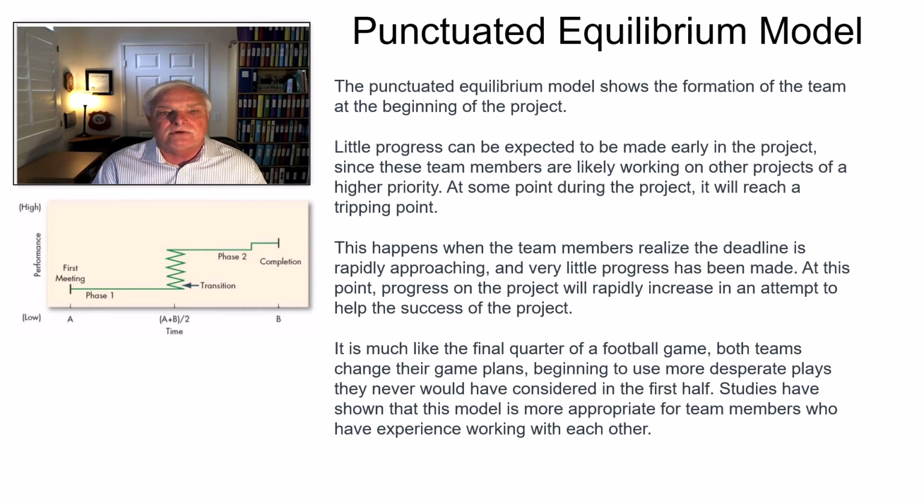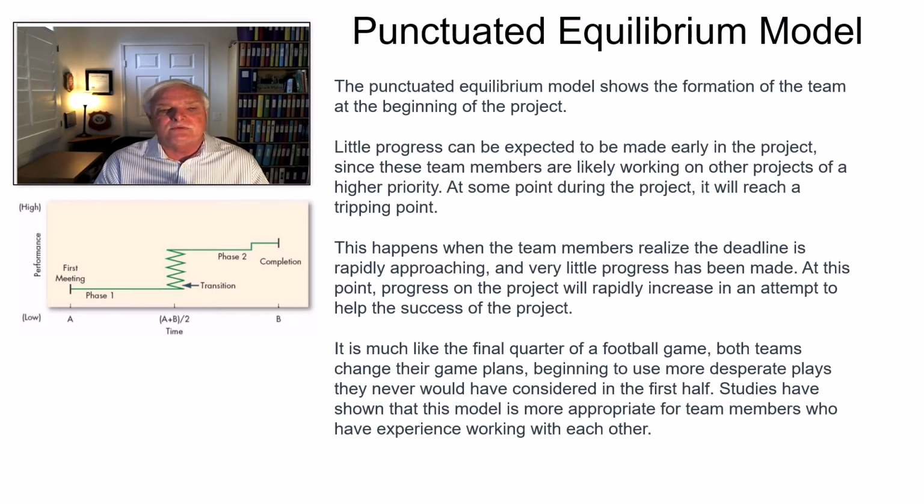The next model we want to show you is called the punctuated equilibrium model, and it shows the formation of a team at the beginning of a project. And it walks through what happens in phases. So you can see that phase 1 is that first meeting, and then you come over, and before you can go into phase 2, there's a transition. That means that something needs to actually happen on the project or the team.